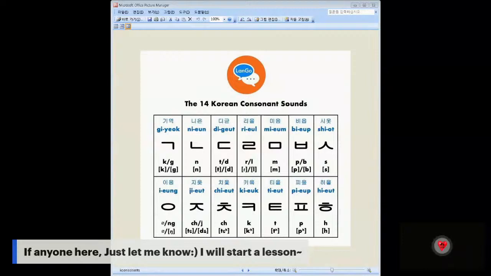Do you study Korea or are you interested in studying Korean language? I think someone just left. If anyone is here, just let me know. I will start the lesson. Thank you.